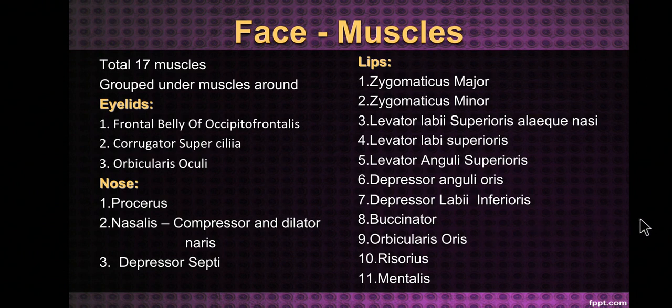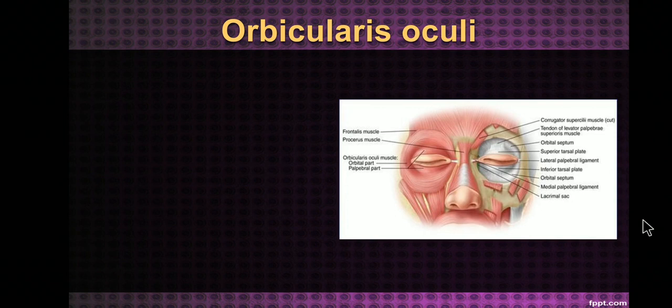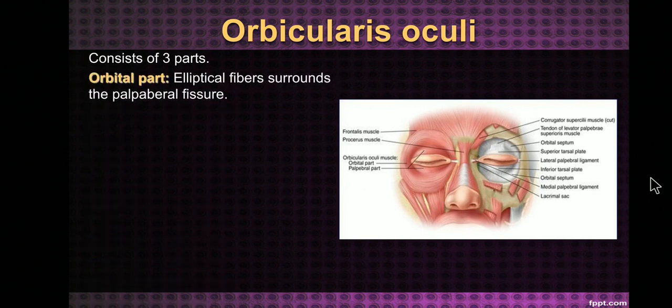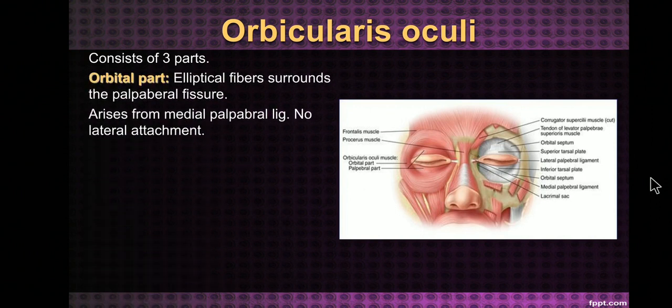Now, it is not possible to discuss the origin and insertion of all these individual muscles. So I will discuss mainly three muscles in detail, which are of prime importance compared to the other muscles. The first muscle which we are going to discuss is the orbicularis oculi, which surrounds the palpebral fissure. It is made up of three parts: an orbital part, a palpebral part, and a lacrimal part.